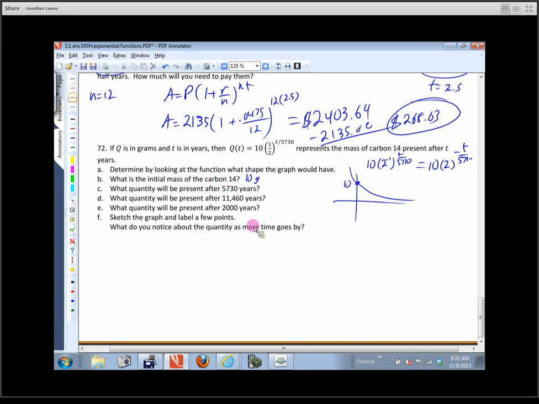What is the quantity present after 5730 years? So what do you think we'd do here? Plug in 5730. Now, watch, please. You don't need a calculator for this. 5730 over 5730. That's a 1, right? What's 1 half raised to the 1? 1 half. What's half of 10? 5. 5 grams, okay? This is what we call a half-life problem.